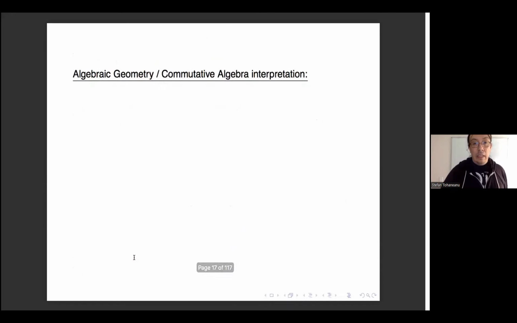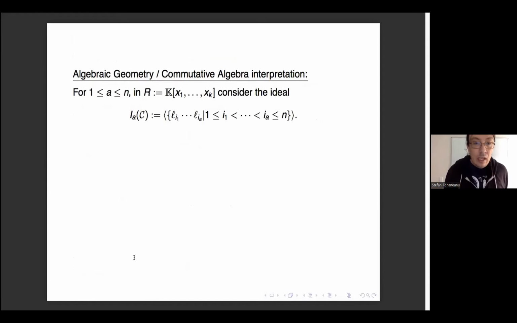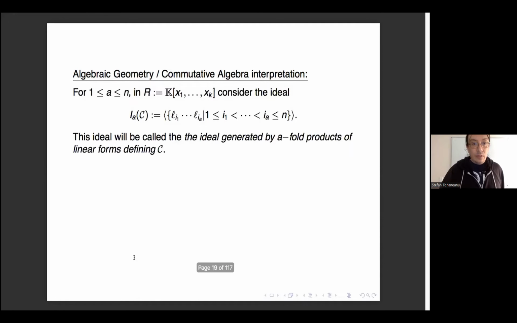Right, and now that was the starting point of considering the ideal generated by A-fold products of linear forms. So I look at all the linear forms dual to the columns of the generator matrix G. I do all those A products, and they will generate an ideal that will be called the ideal generated by A-fold products of linear forms that are defining C.